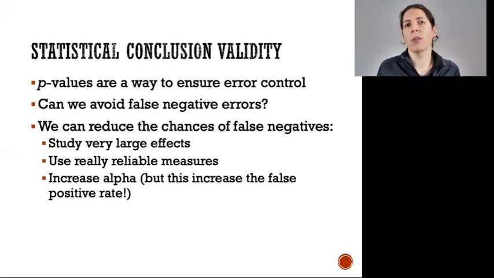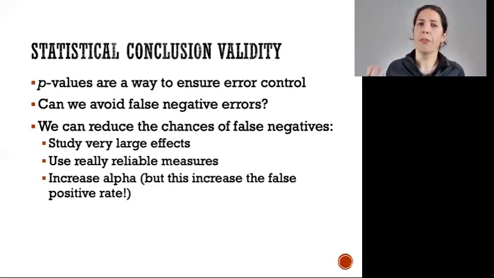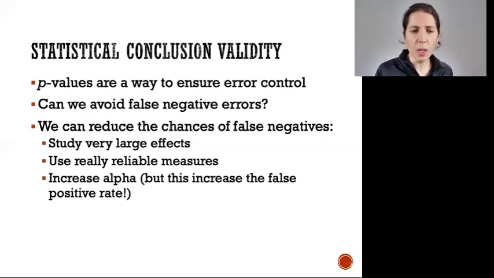There might be some scenarios where the stakes are really high. We don't want to miss something if it's there. If it's a false positive that doesn't hurt anybody, but a false negative could really hurt people, then we might say, okay, raise alpha, take a bigger chance of a false positive, but let's just make sure we don't miss anything that's actually there. That doesn't often fly, especially in basic research, but in applied context, it might sometimes be justified. The most obvious way and the most useful way to reduce your chances of a false negative is just to collect a lot of data.